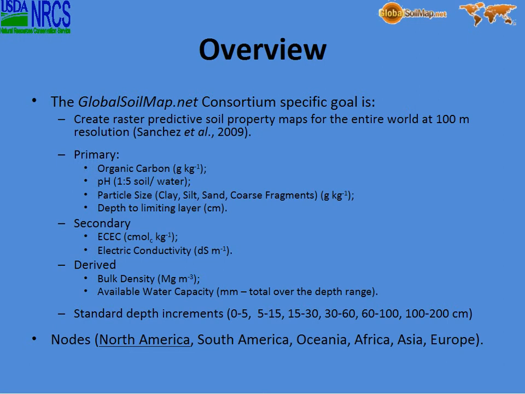So a little bit about the Global Soil Map Consortium. Again, we talked about providing soil property information, and we're looking at a resolution of 100 meters. So 100 meter cells. Each cell would have these kinds of property data attached to them: organic carbon, pH, particle size, and depth of limiting layer. And then secondarily, there would be ECEC and electrical conductivity, and we'd look at derived properties of bulk density and available water capacity. And just a note on the derived: where countries have existing information, we wouldn't derive it. So in the case of our database here in the U.S., we would use our information for that. So these are the basic properties that we're looking to provide as data.